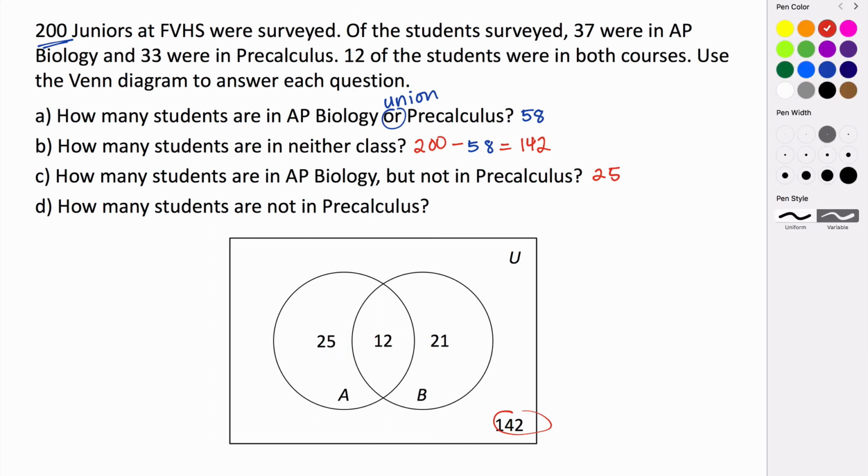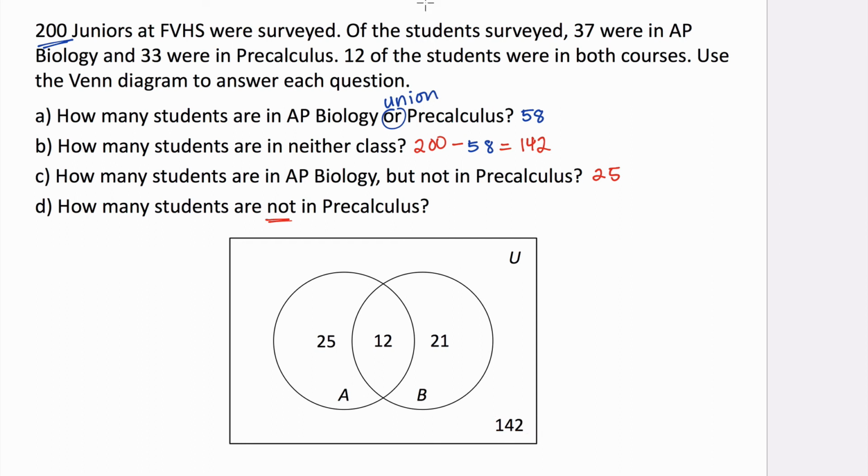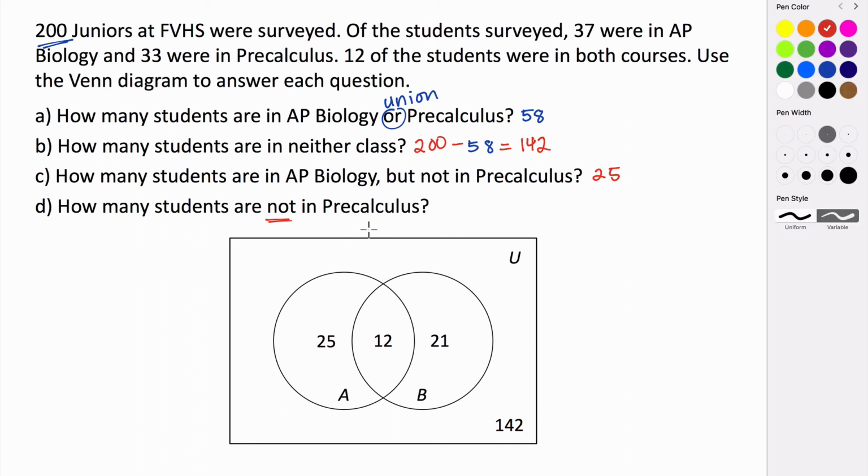And the last part says how many students are not in Pre-Calculus. If we're talking about all the students surveyed that were not in Pre-Calculus, that's going to be everything that exists outside of set B in this Venn diagram. So the number of elements not contained in set B are going to be these 25 here and these 142 here. So 25 plus 142 ends up being 167. 167 students are not in Pre-Calculus.